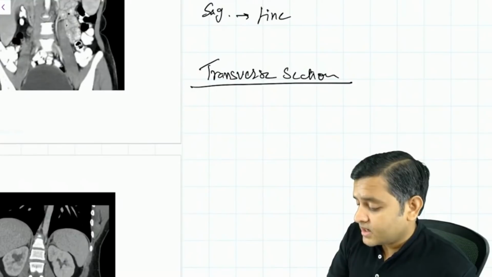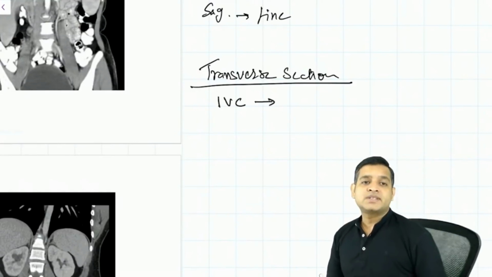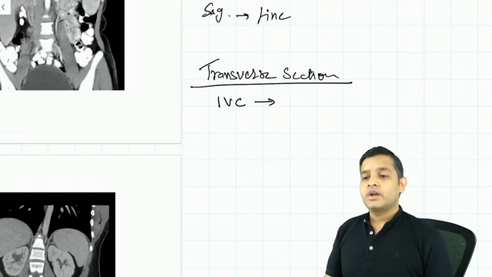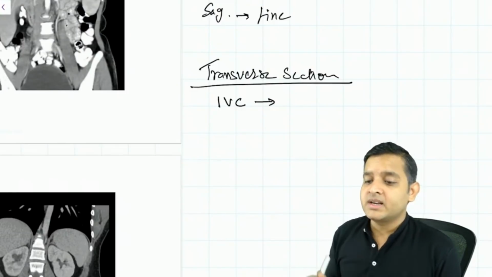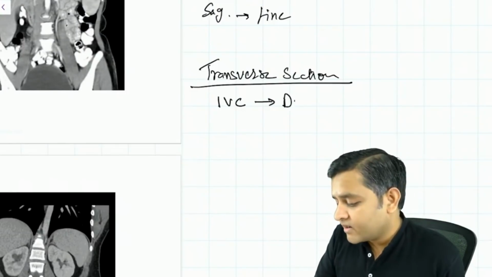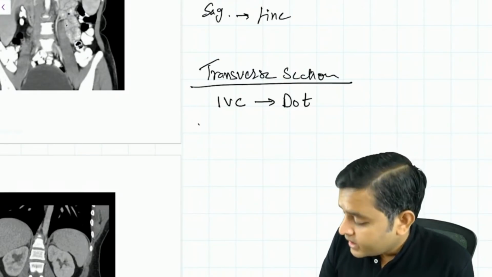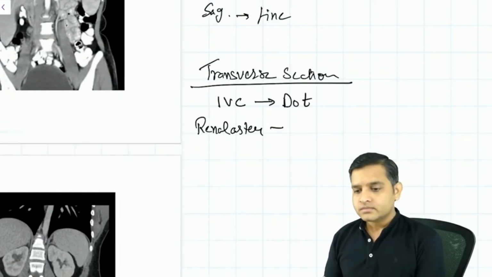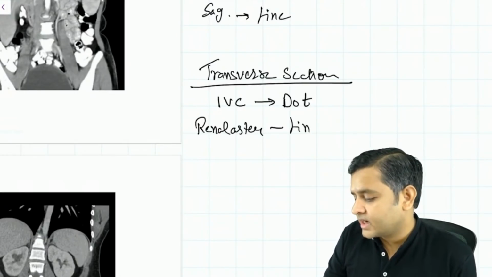Okay, let me see. Inferior vena cava, IVC. Tell me whether it will be seen as a line or as a dot. Inferior vena cava will be seen as a dot. Okay. Renal artery. Renal artery will be seen as a line or as a dot? It will be seen as a line.